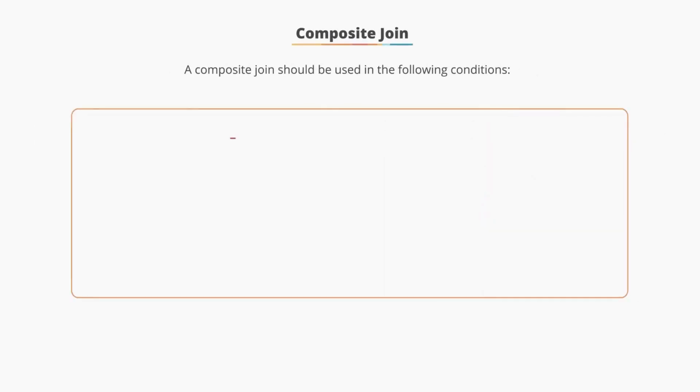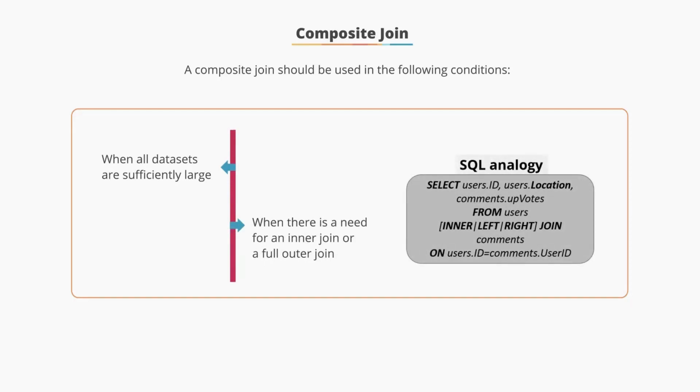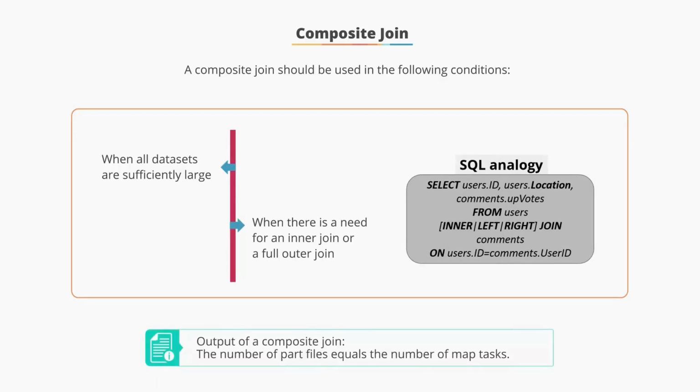very long time. The composite join should be used when all datasets are sufficiently large and when there is a need for an inner join or a full outer join. A SQL analogy of a composite join is displayed on the screen. In the output of a composite join, the number of part files equals the number of map tasks.